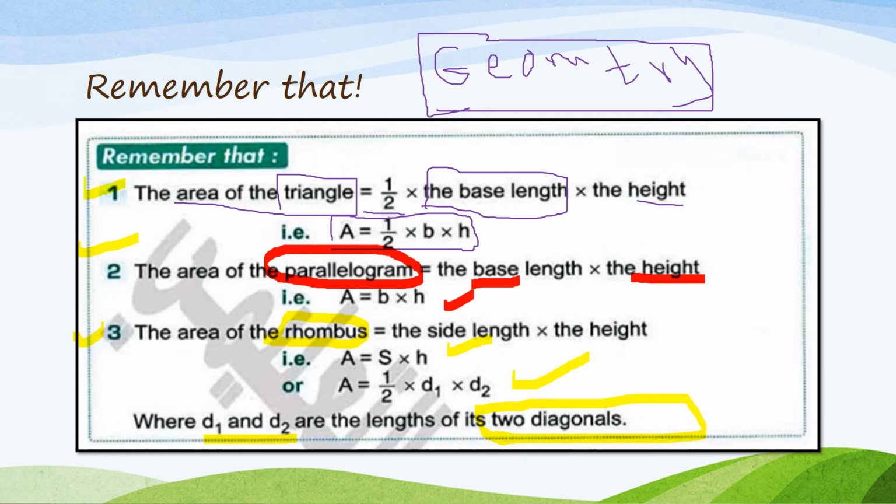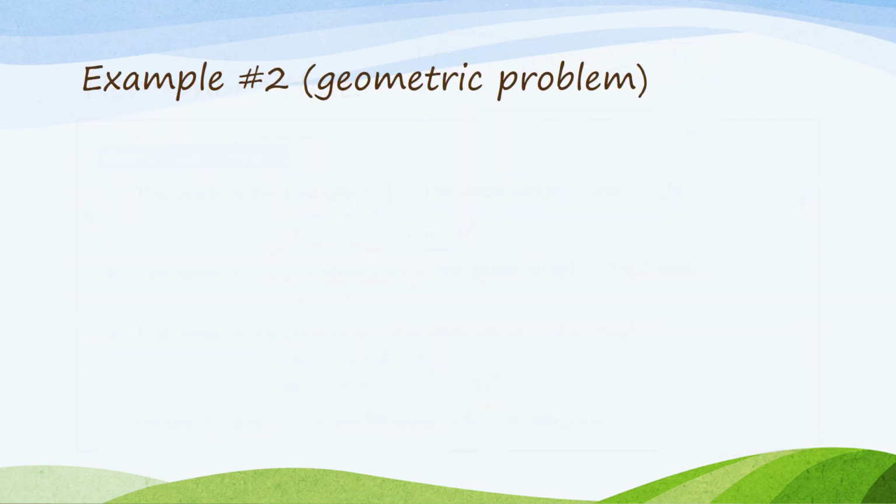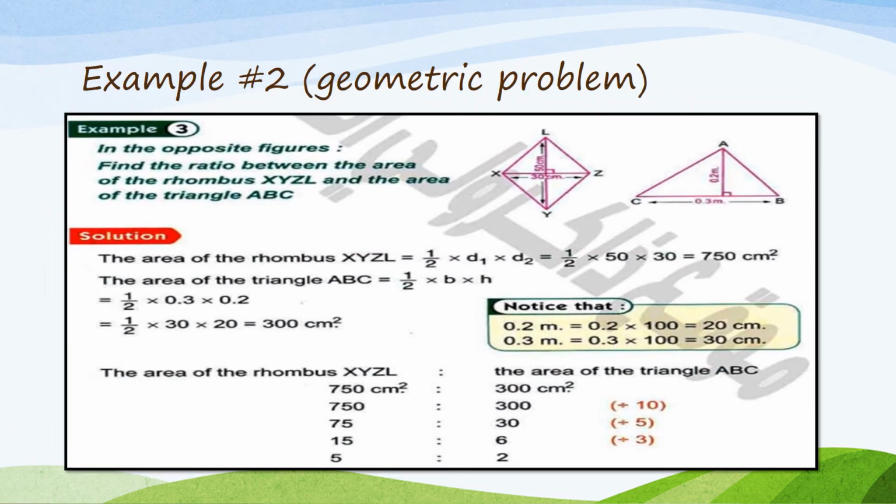So we have these three here, and each one of these geometric shapes has its own area formula. The area of a triangle is half base times height. Parallelogram equals base times height.